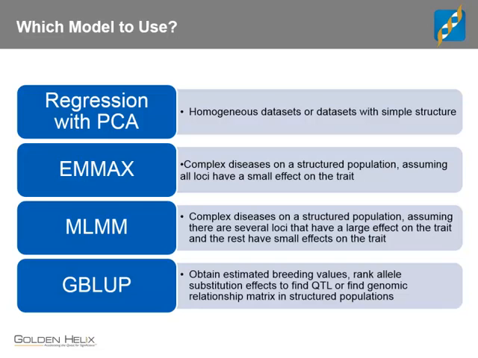MLMM is good when you are studying a complex disease on a structured population and assume that several loci have a large effect on the trait and the rest have small effects on the trait. GBLUP is useful to obtain estimated breeding values, rank allele substitution effects to find quantitative trait loci, or to define a genomic relationship matrix in structured populations.